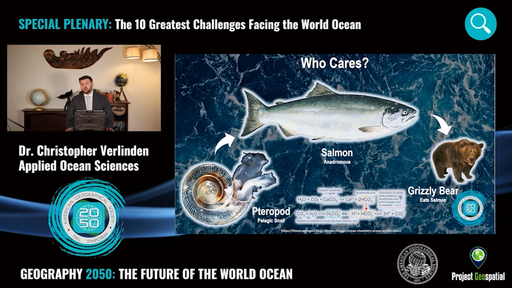So this will have what's called a trophic cascade, which means if there are no pteropods, the salmon that eat the pteropods will be impacted. And then all the organisms that rely on the salmon, including grizzly bears and ultimately human beings, will also be impacted. So, in short, everyone cares. Everyone who in any way is associated with this food chain, which is all of us.